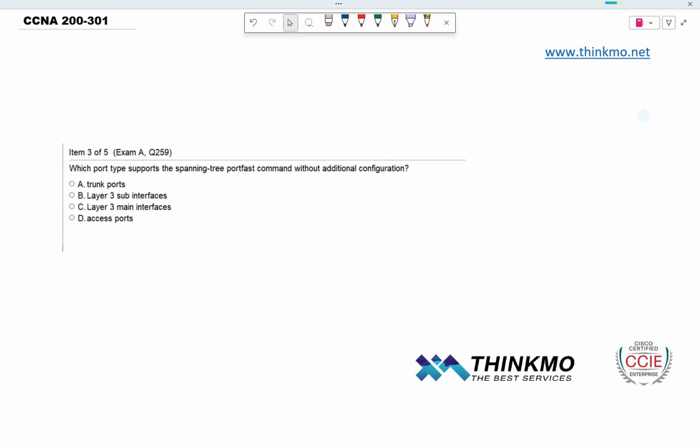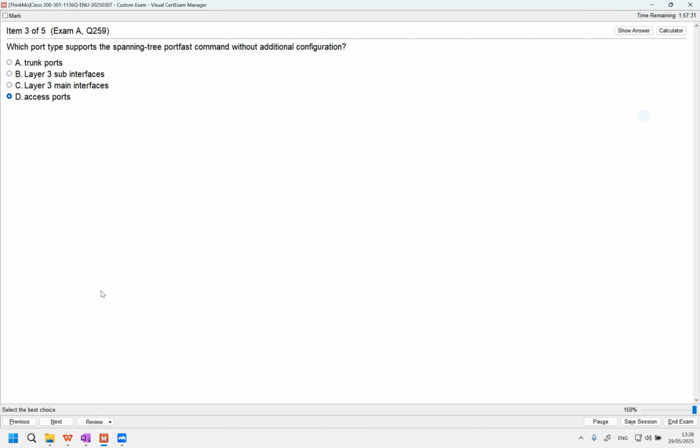Now, on to the third question. The third question asks which type of port supports enabling profiles without any additional configuration, meaning once profiles is enabled, no other configuration commands are needed. So the correct answer is D, which means access. For the access port, there is no need to enable other commands. So the correct answer to this question is D.